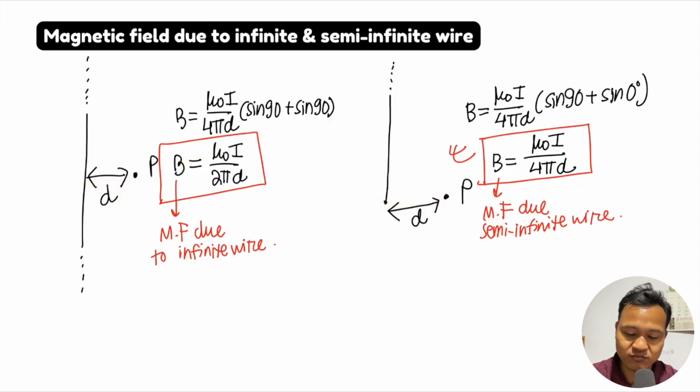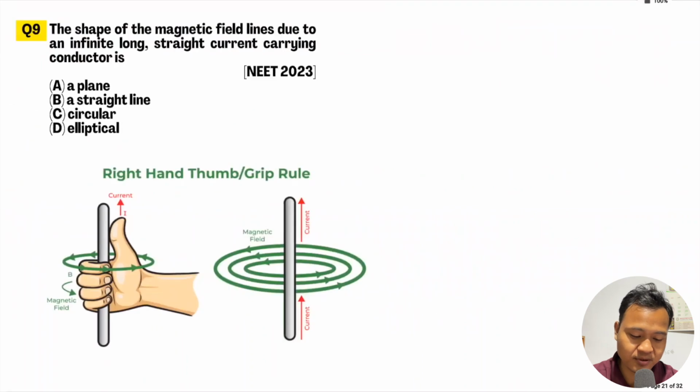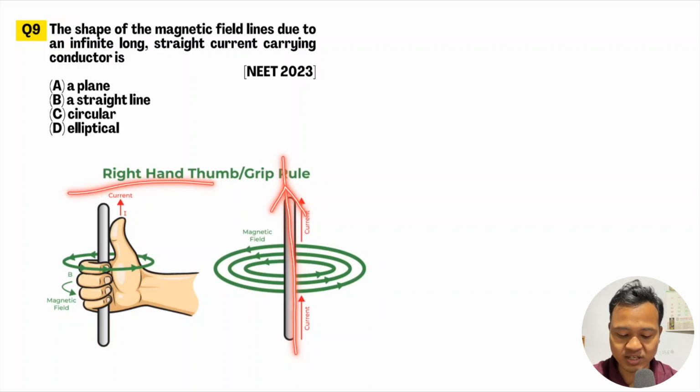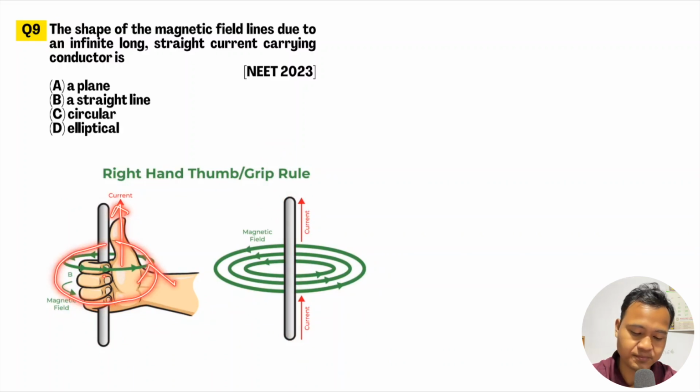Now let's try to solve questions based on these things. So first question: if you have an infinite wire carrying current, the direction of the magnetic field is found again with the right hand thumb rule. You grab the wire, the thumb will be pointing along the current, and the direction of your fingers will be the direction of the magnetic field.